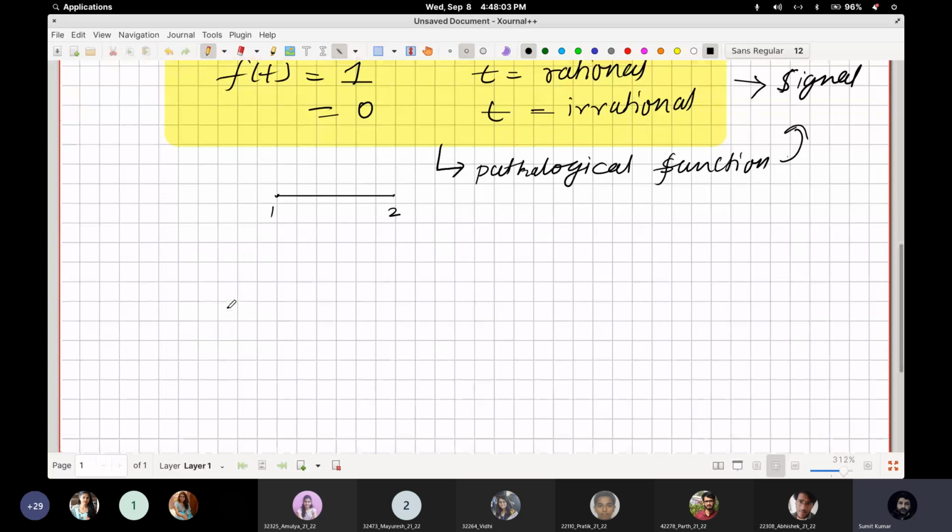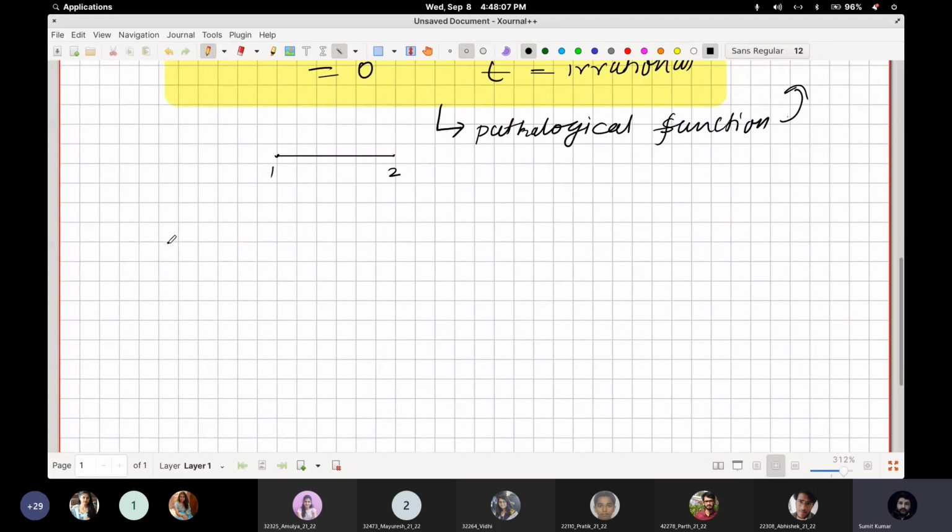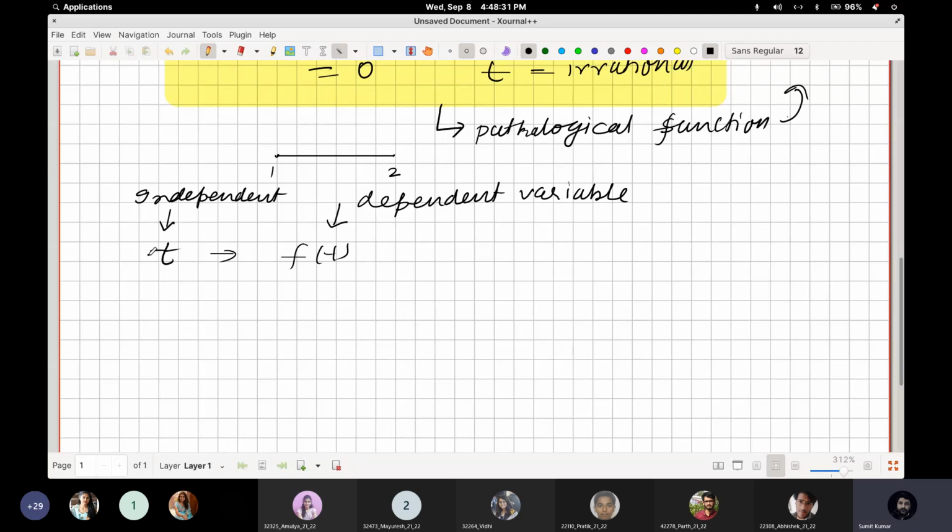So let's say, what can we do? Now we have these two variables here. One is t and another is f of t, and when we are saying function, we have to deal with both of them, right? So this is the independent variable, and this here is the dependent variable. Okay, and we will be performing operations on both of them, both on the independent variable as well as on the dependent variable. Okay, so what are the operations that we will be performing on the independent variable?